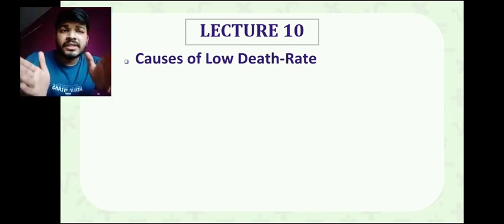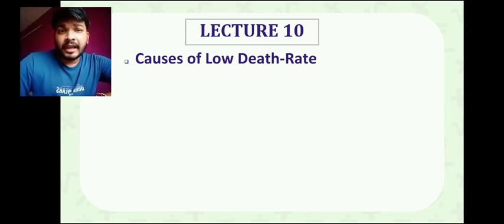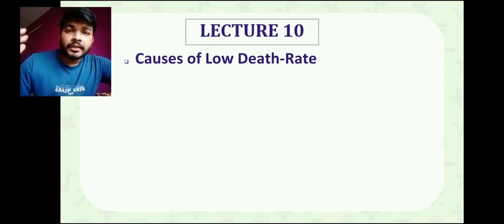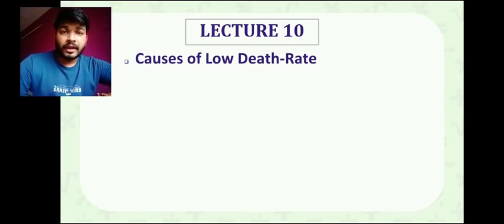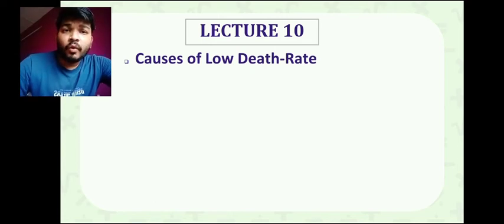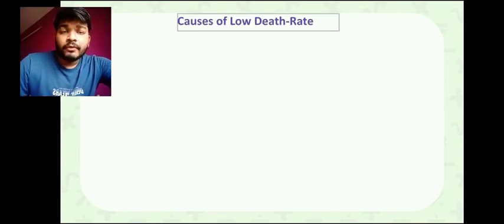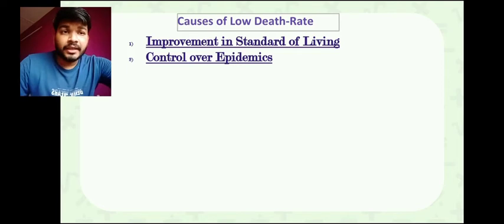So over a period of 60 years, or 6 decades, we can say that the death rate has fallen continuously. So what is the reason behind this? What causes the decrease in death rate, or the low death rate? We are going to learn that today in this lecture. So let's start and see which points made the death rate decrease.